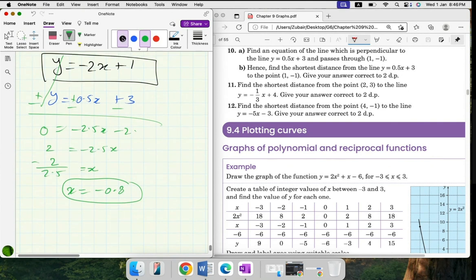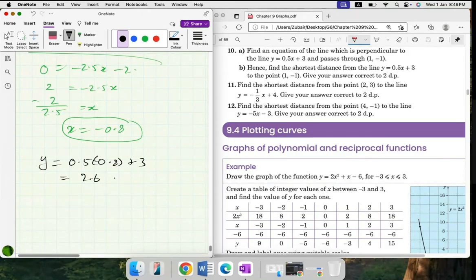I'm going for y. y is equal to 0.5x plus 3. 0.5 into negative 0.8 plus 3 gives me 2.6. So the intersection point is minus 0.8 and 2.6. And we need to find the distance from 1 comma minus 1.